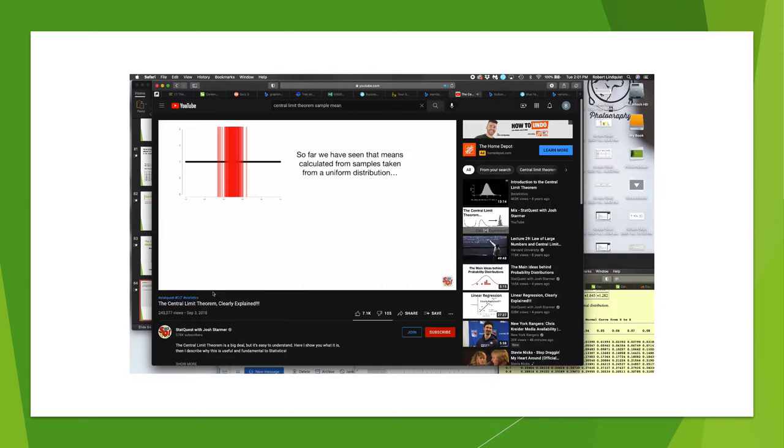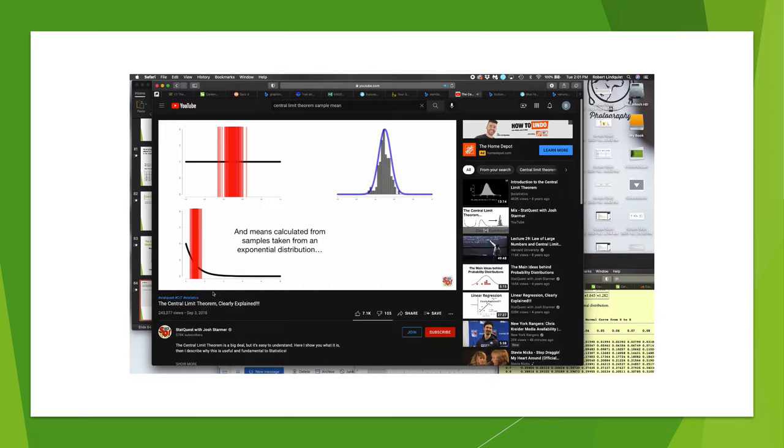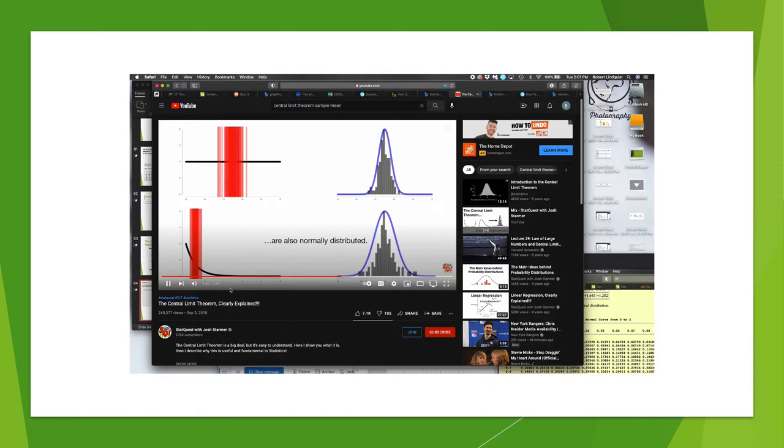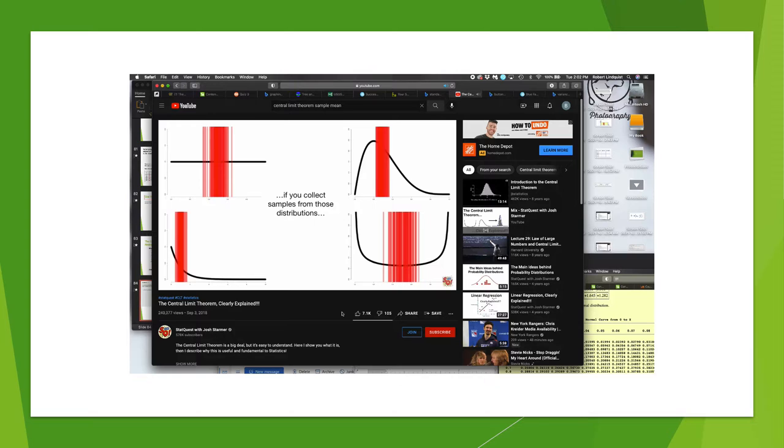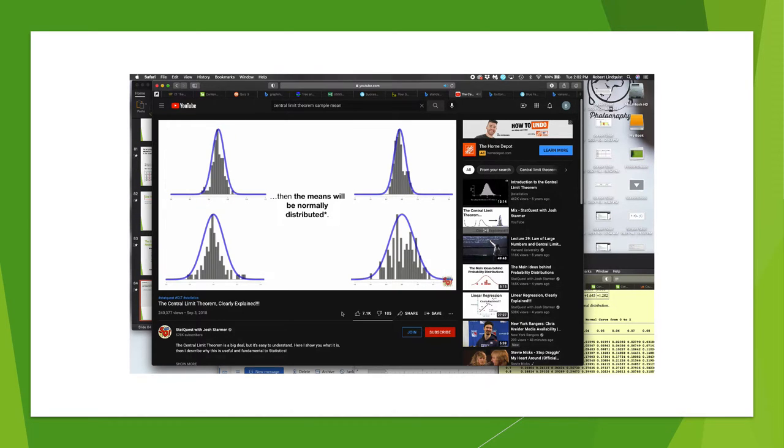Bam! So far, we have seen that the means calculated from samples taken from a uniform distribution are normally distributed, and means calculated from samples taken from an exponential distribution are also normally distributed. Well, it turns out that it doesn't matter what distribution you start with. If you collect samples from those distributions, the means will be normally distributed.